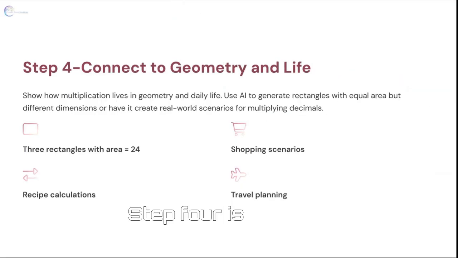Step 4 is connect to geometry and life. Multiplication lives everywhere. Have them use AI to create rectangles and compare the dimensions. Push further. Which one has the largest perimeter? Or move it into daily life. Ask them, when would you multiply 4.5 by 12? Students pick one example and build a short scenario around it. Math becomes visible in real context.